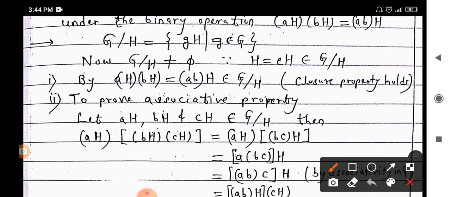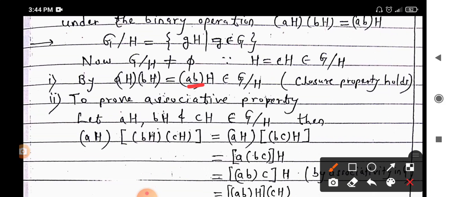Now first, from the definition, aH into bH is equal to abH, and for a, b belongs to G, then a into b also belongs to G. Since G is a group, then by the closure property, for any a, b belongs to G, ab belongs to G. Therefore the first property holds.